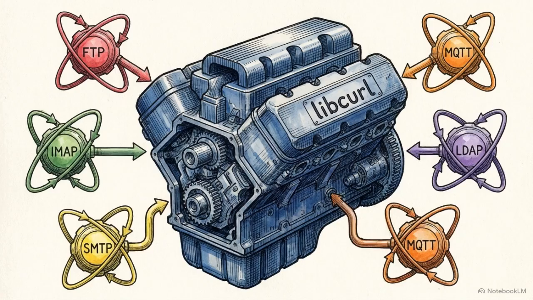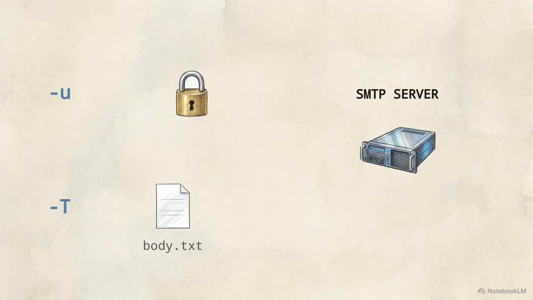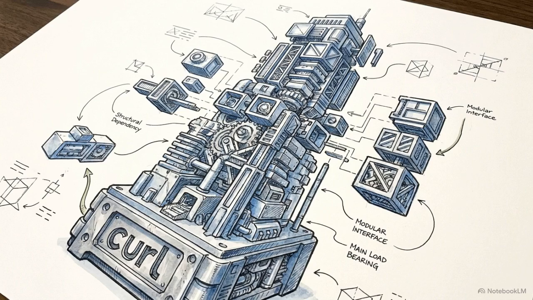While curl is most famous for HTTP, the libcurl engine supports over 25 distinct network protocols. You can send an email directly from your terminal by passing an SMTP server to the URL parameter, authenticating with -u, and pushing the email body as an upload file. Metadata extraction, pipeline integration, and multi-protocol support make curl a foundational tool for back-end automation.